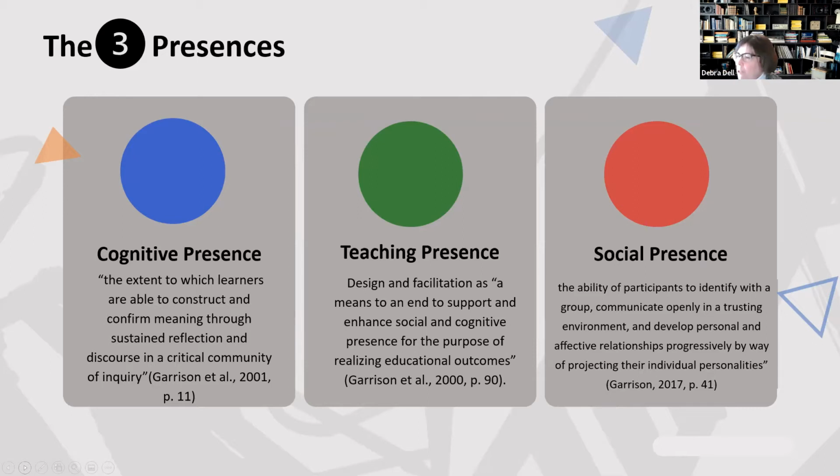You can see when you look across each of the presences, there are words that are very definitely emotional. Things like critical discourse, sustained reflection, being social, developing trust, effective relationships, projecting your personality. All of those things have sort of an emotional gravity to them.